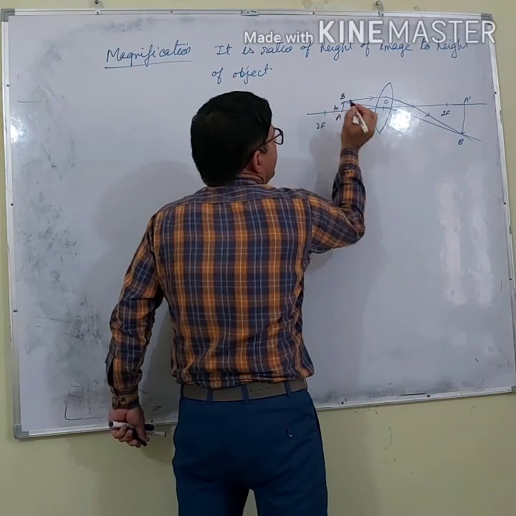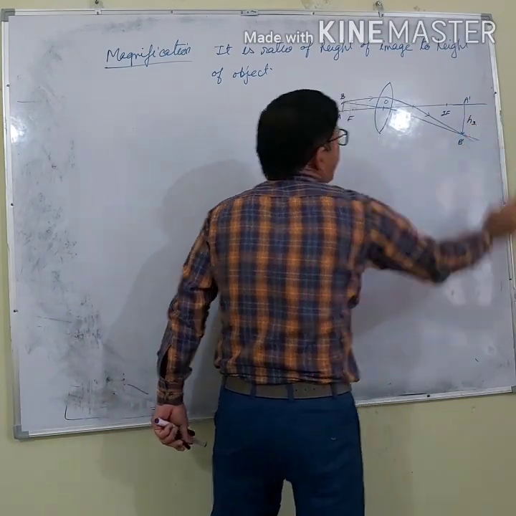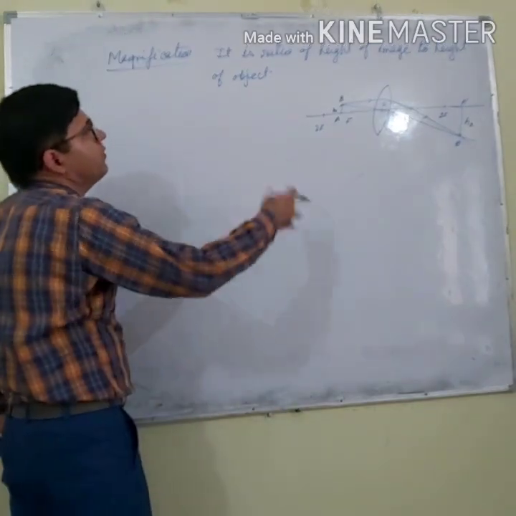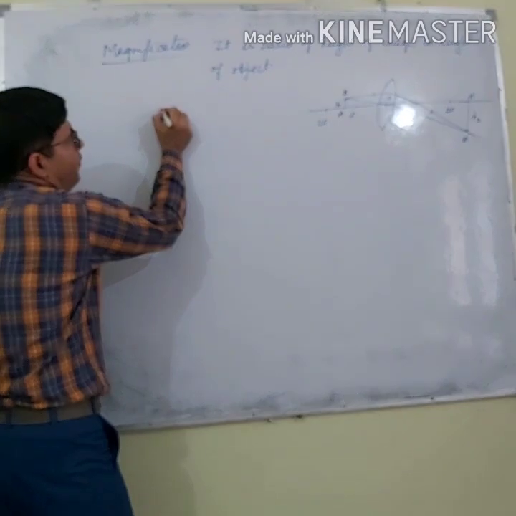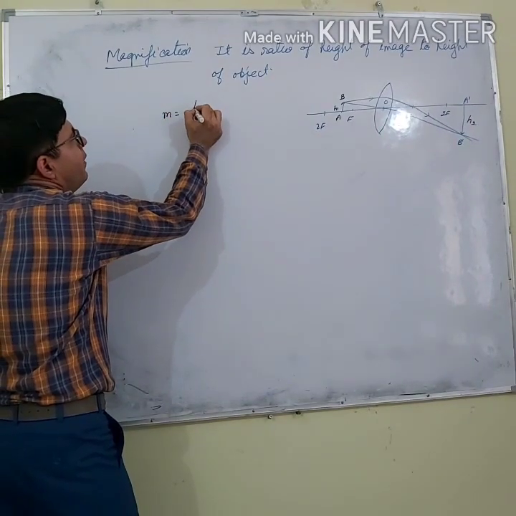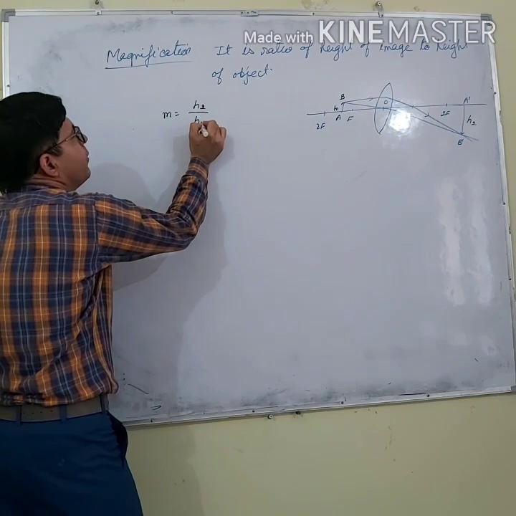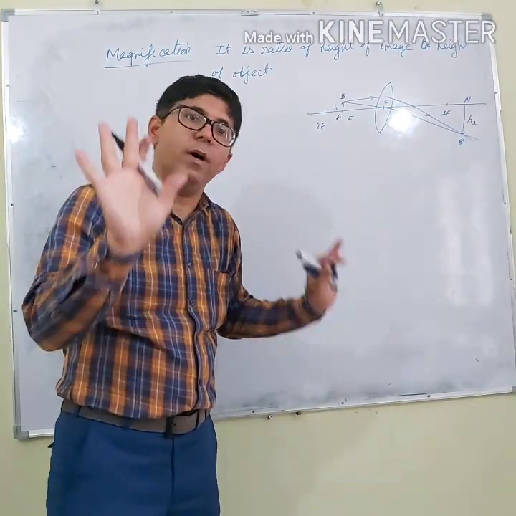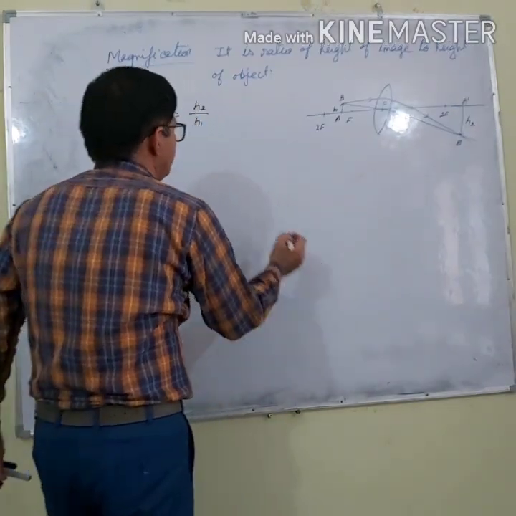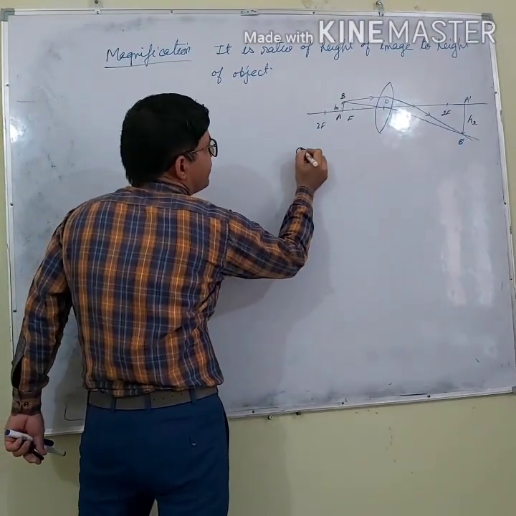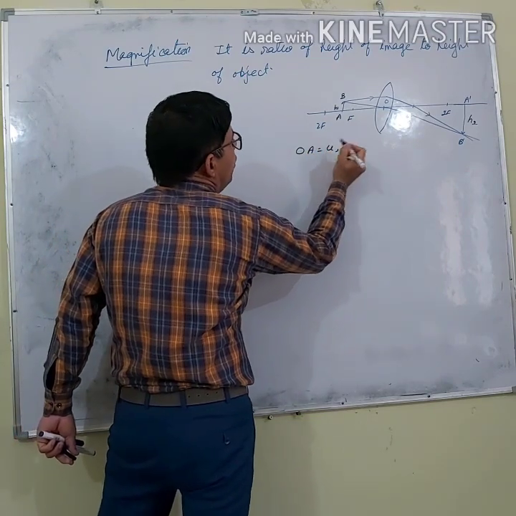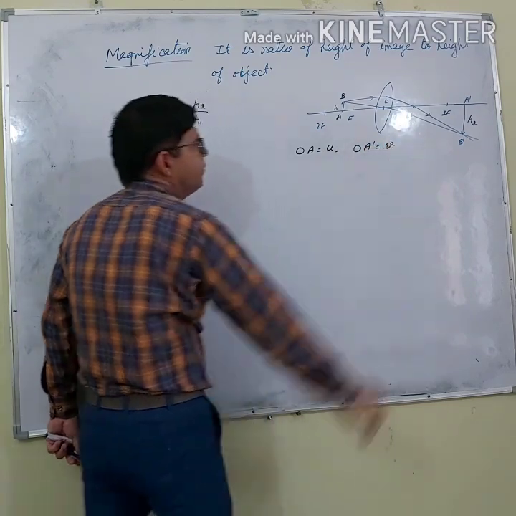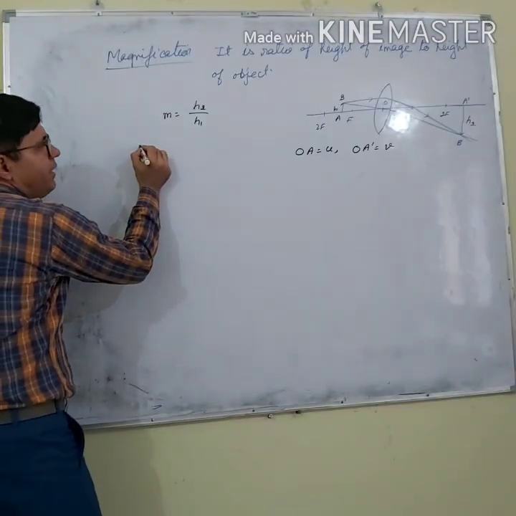Let us say H1 is the height of the object and H2 is the height of the image. Then this magnification is represented by M. It equals H2 divided by H1. Now all of you know that here the object distance is OA, it is u, and the image distance is OA dash, it is v.